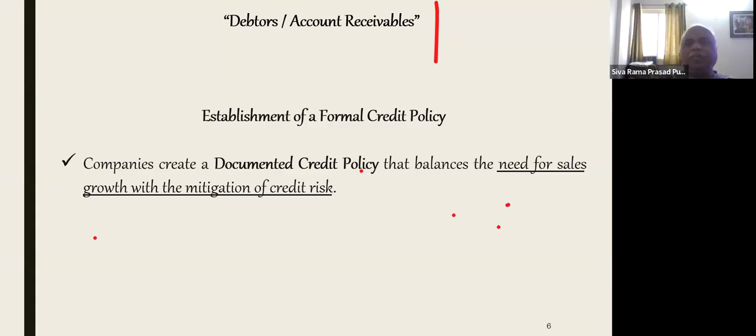Whenever the companies are selling goods on credit, who is the buyer? What is his credit rating? How long is he with us? And what are the earlier sales? Whether he paid in time or not? All these things are to be verified.